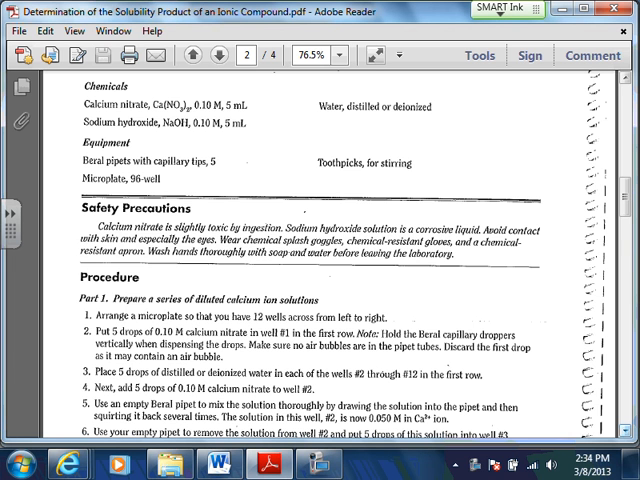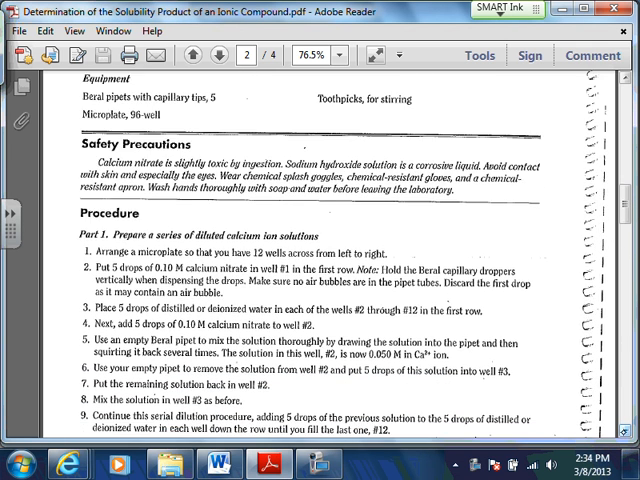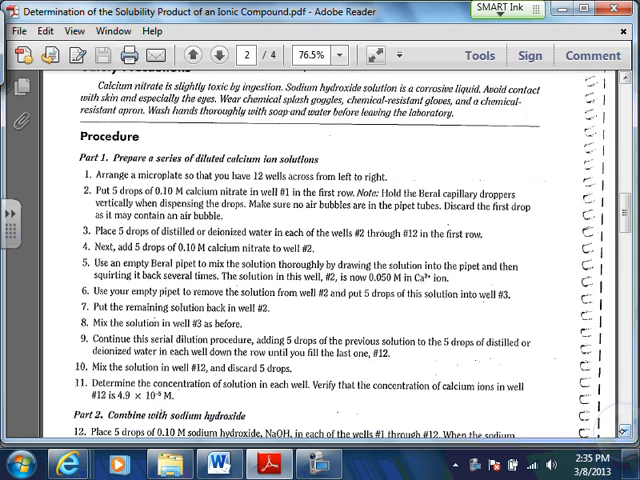We're going to do this as a micro procedure, so you need a 96 well microplate, which we have, and then we're going to use the pipettes with the capillary tips, and then you get to stir with toothpicks. That's about all you need for the equipment.